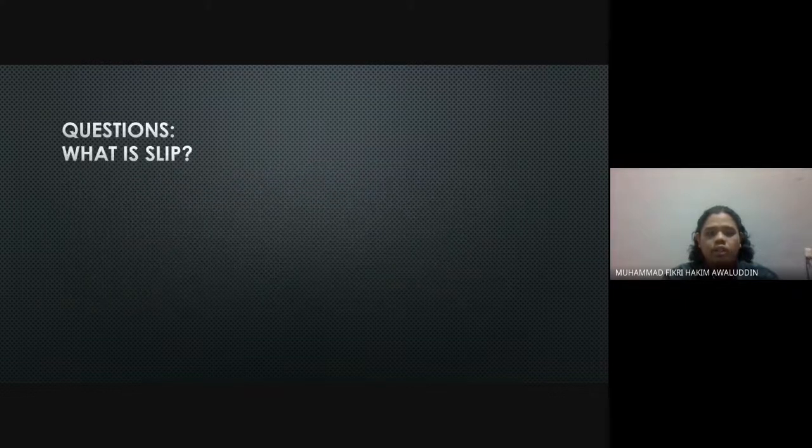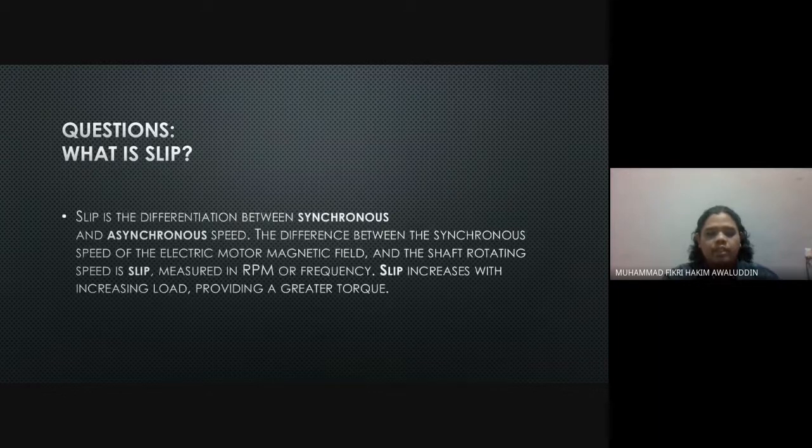So the third question is, what is slip? Slip is the difference between synchronous and asynchronous speed. The difference between the synchronous speed of the electric motor's magnetic field and the shaft rotating speed is slip, measured in RPM or frequency. Slip will increase with increasing load, providing greater torque.